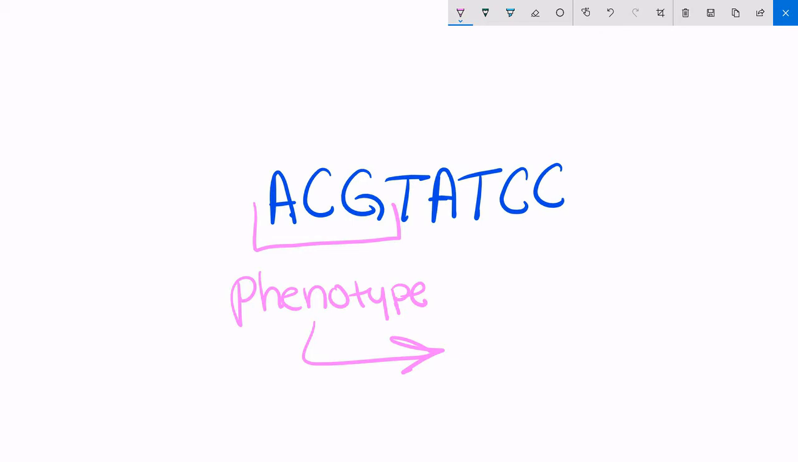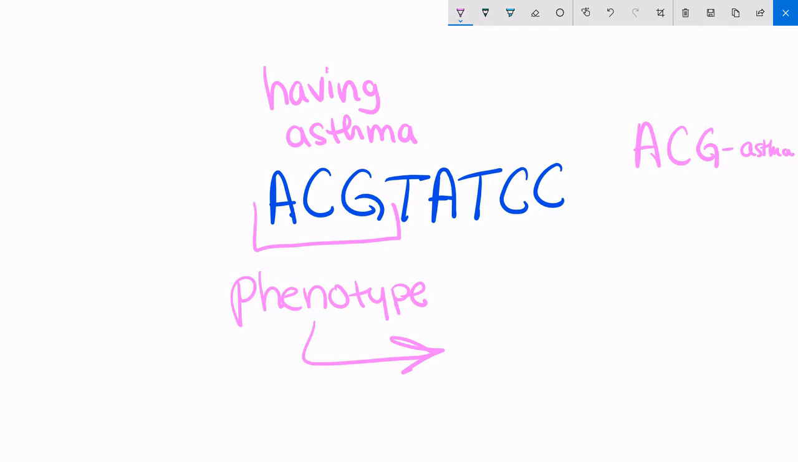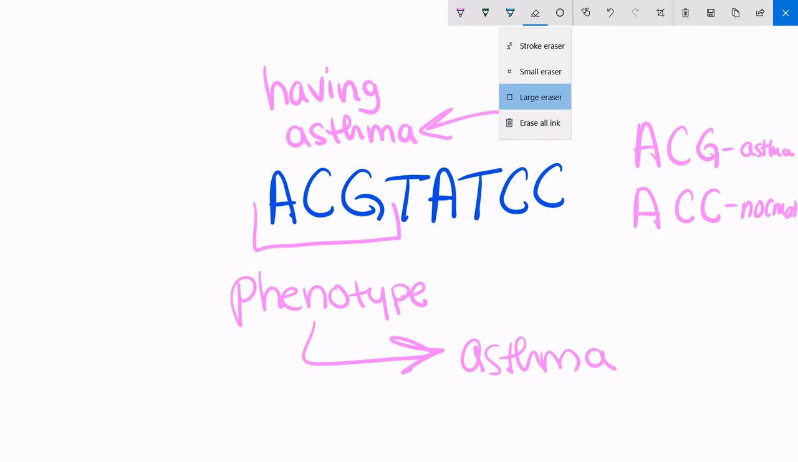Right, so let's say that this was a gene for having asthma. I don't know, literally anything. If ACG is the gene for having asthma, and let's say ACC was normal, this person would express asthma, right? So that's all I really wanted to say about genes today.